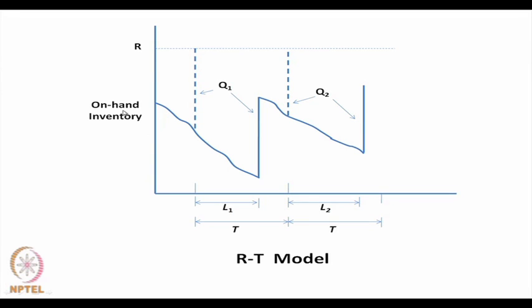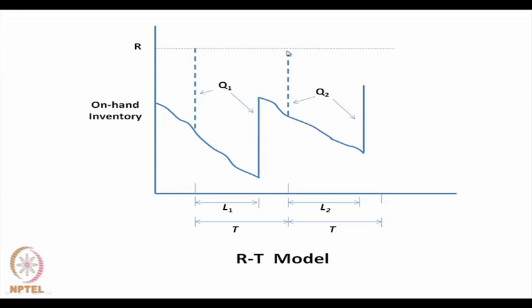This is the on-hand inventory, this is the RT model, and this is the T. At every T we place an order. So, at this point we place an order for Q items. Actually, we should have drawn a dotted line like that, because then it would have shown the inventory position. Now, at this point we place an order up to R, and then it comes after the L1 period, and then at this point we once again place an order.